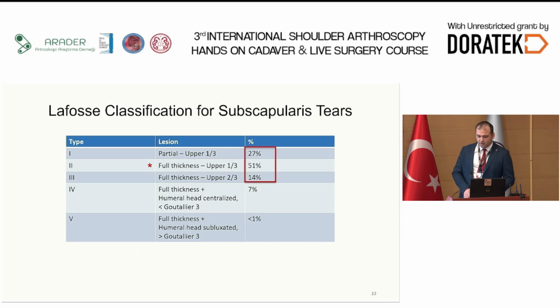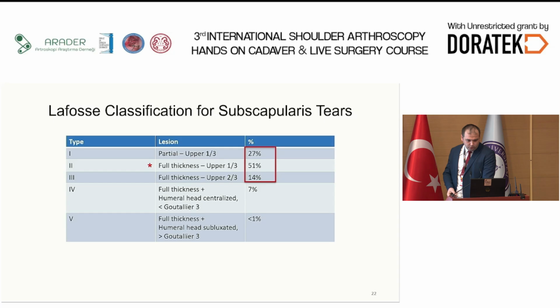Lafosse classification is the most commonly used classification for subscapularis tears. We most commonly see type 2 tears. It's the full thickness tear of the upper one-third of the subscapularis tendon, and more than 90% of the tears actually occur in the upper two-thirds of the tendon.